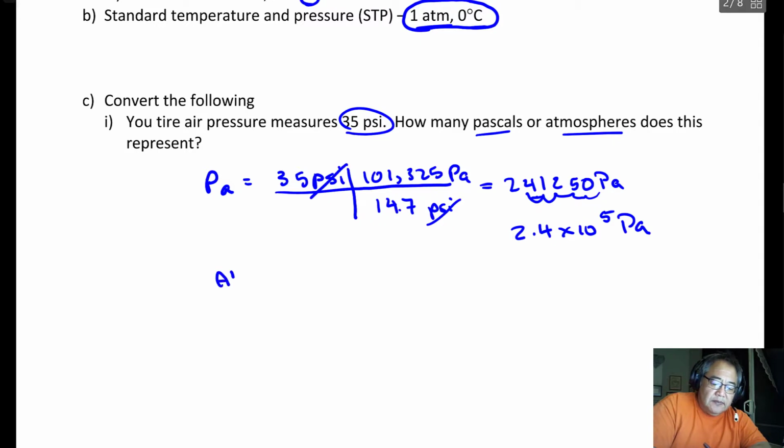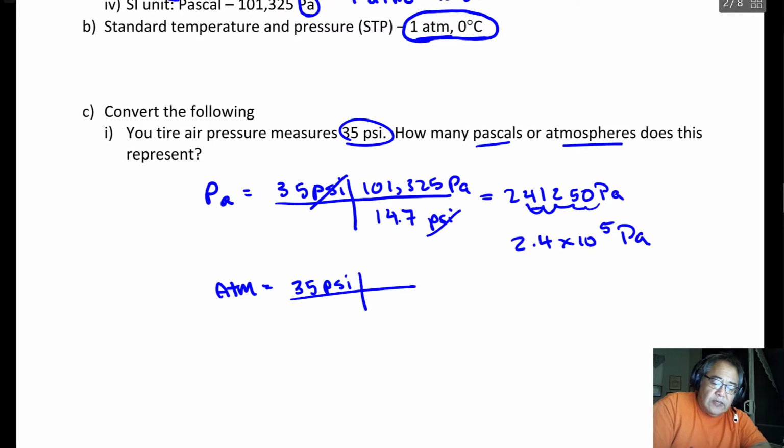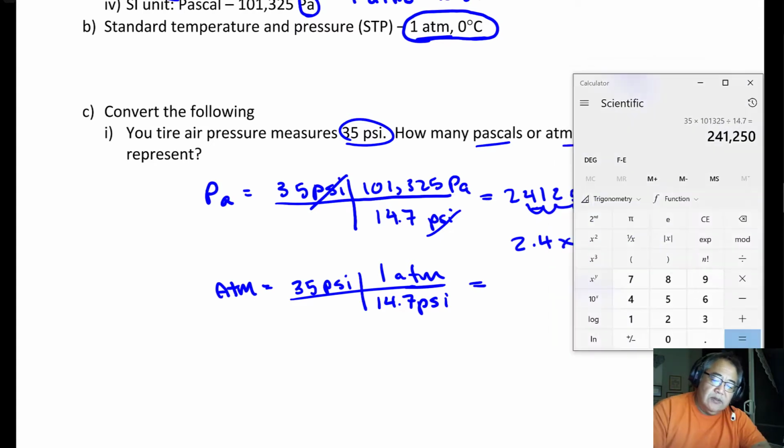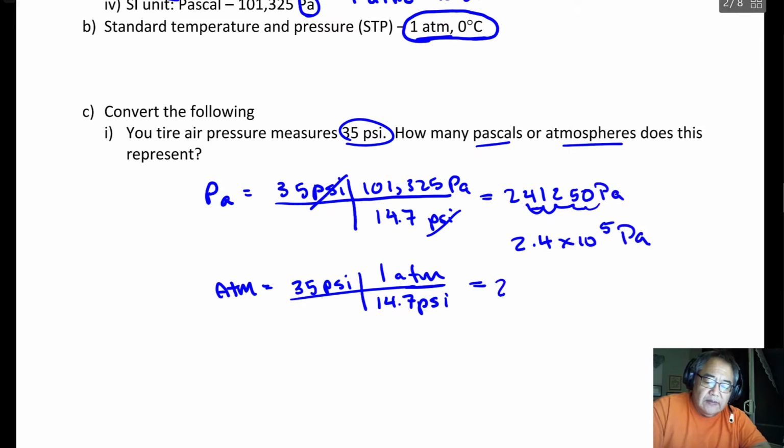Now, if you're going to do the same conversion to atmospheres, it's a little bit easier because in ATM, it's going to be 35 psi, and then it's 14.7 psi for every 1 ATM. So no fancy tricks done on that one. So it's 35 divided by 14.7, and that'll give you 2.38 atmospheres, and rounded to 2 sig figs, it's 2.4 ATM.